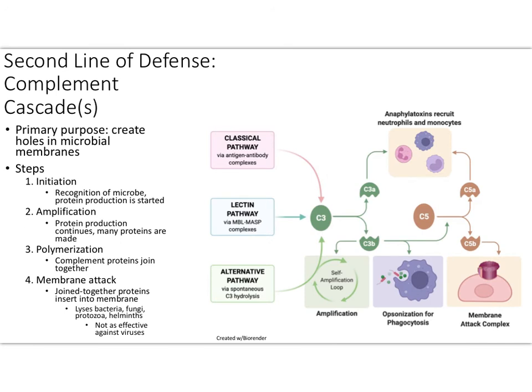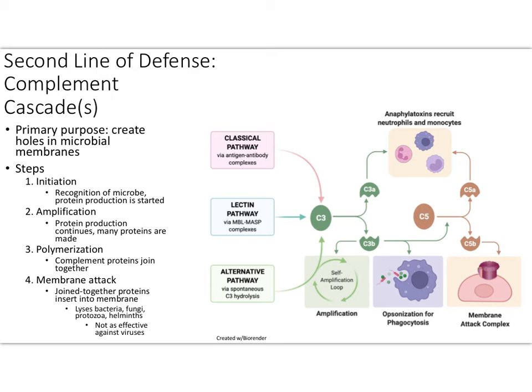Another aspect of the second line of defense for the innate immune system is something called the complement cascade. Now, the complement cascade is actually very complex, and there are multiple pathways. So there's the classical pathway, there's the lectin pathway, and then there's the alternative pathway. We're just really going to focus on the classical pathway for the most part. So I'm showing you these so you can see that they exist, but don't worry about them too much for now. What we just want to focus on primarily is this classical pathway.